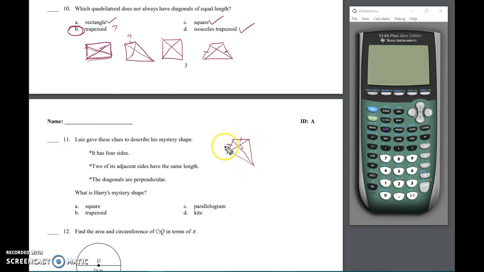Okay, so we either have a square, a rhombus, or a kite, but it doesn't say anything about the other two sides. It says two of the adjacent sides have the same length. So that's what's going to make it a kite. Okay, I'm going to pause the video to move it up.